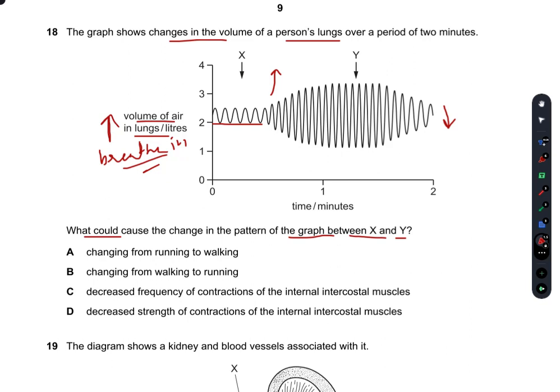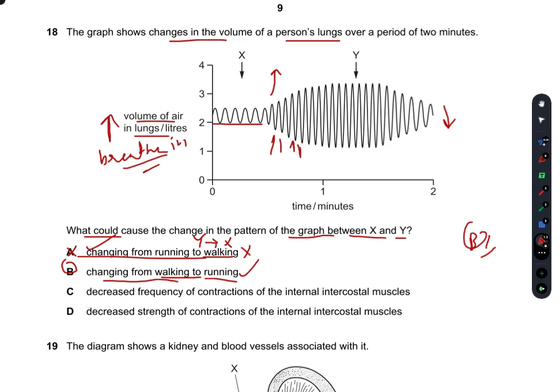Changing from running to walking, no, this is not true. This would have been the right answer if Y was previous to X, but A is incorrect. Changing from walking to running, yes, this is the right answer. When we suddenly start running, our rate of breathing increases, and the volume of air increases, decreases, increases, decreases, which means that the rate of respiration increases. So B is the right answer.